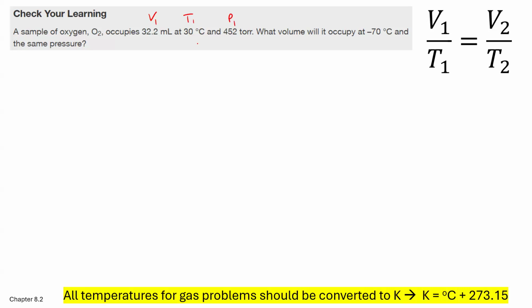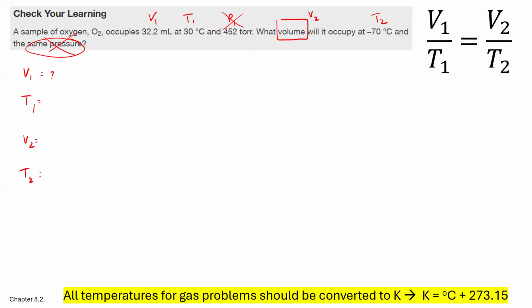Uh-oh, what do we use? They're looking for the volume, so they're looking for V2. They're giving us the T2, but they say same pressure. So we don't have to use the pressure because the pressure never changed. Let's try it: V1, T1, V2, T2.